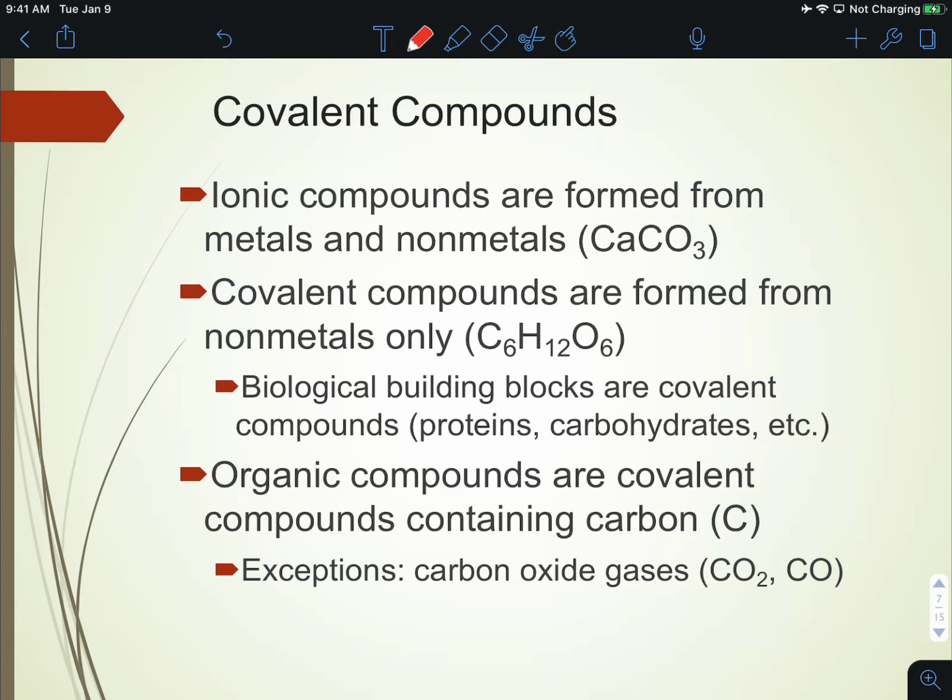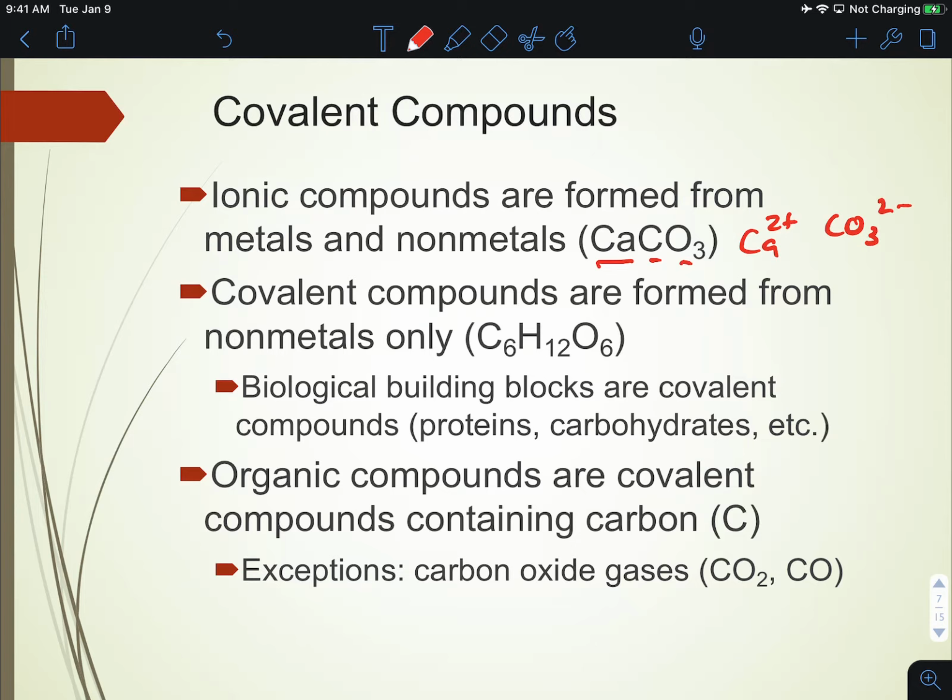Now I want to distinguish for you a couple things. Covalent compounds. Let's say that ionic compounds are formed from metals and nonmetals. An example I give you is calcium carbonate. So calcium's on the left side of the table. That's a metal. Carbon's a nonmetal, and oxygen's a nonmetal. This actually will, in solution, come apart into 2 ions. But anyway, that is an ionic compound.